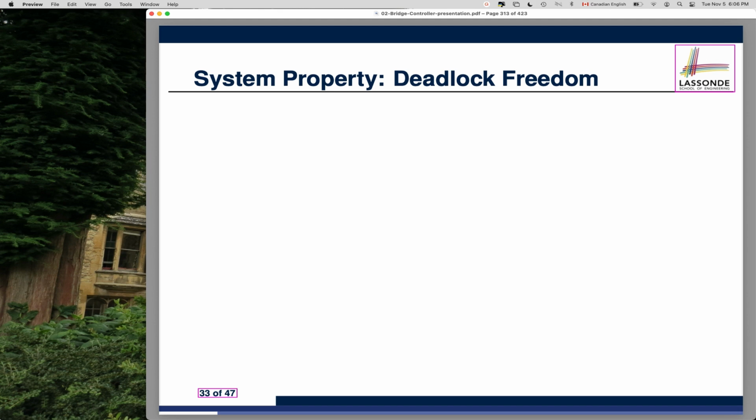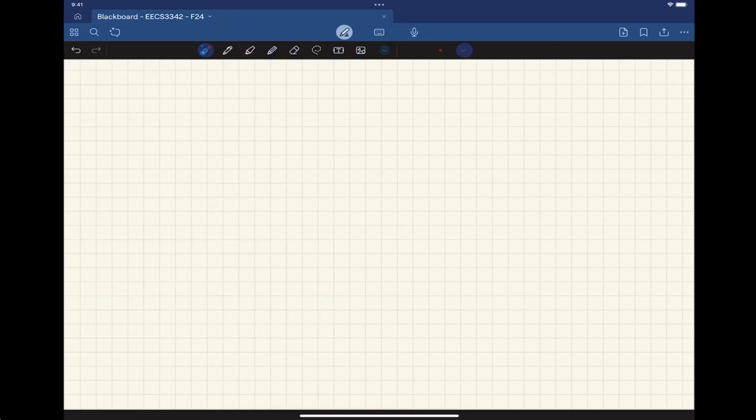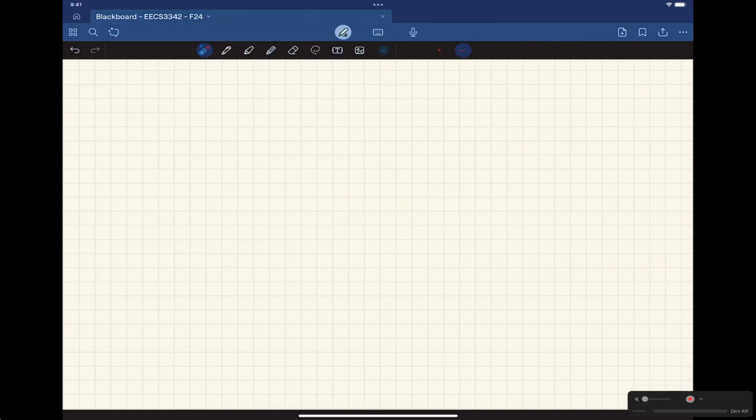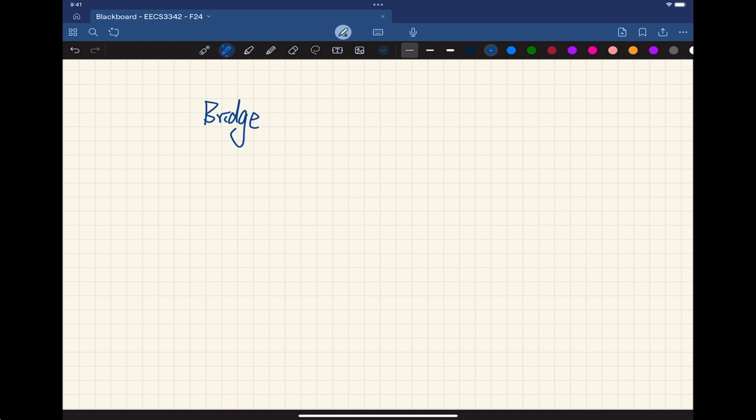All right, so for bridge controller, we know that we are talking about, oh, sorry, forgot to switch. There we go. Let's make some sketch. For our bridge controller, it is a reactive system. We know that it's an example of a reactive system.